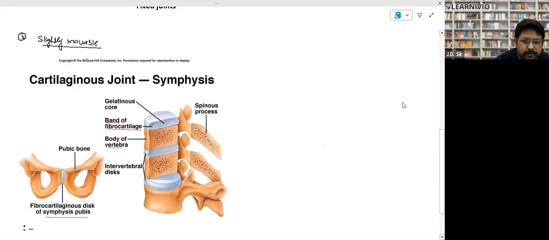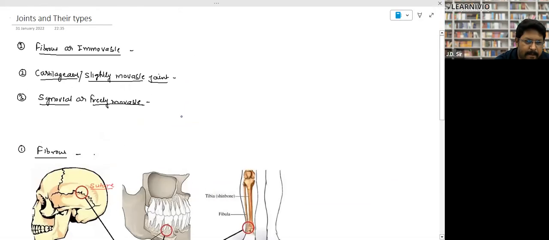Joints. So in the human body, there are three types of joints: fibrous or immovable joint. There are certain joints which are fibrous, immovable. You cannot move these joints, means there is no movement, right? Then cartilaginous or slightly movable joint, where very small movement is there. Last, synovial or freely movable joint.